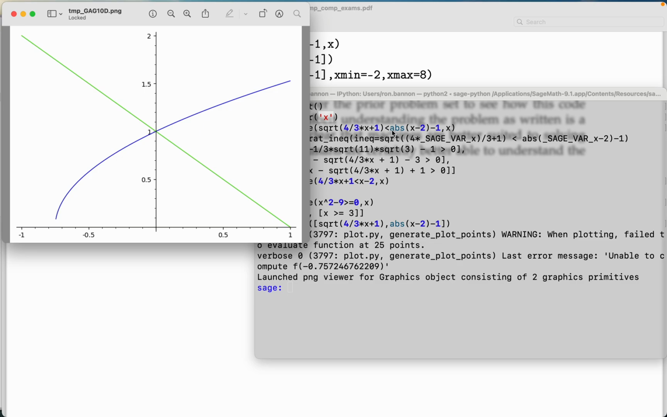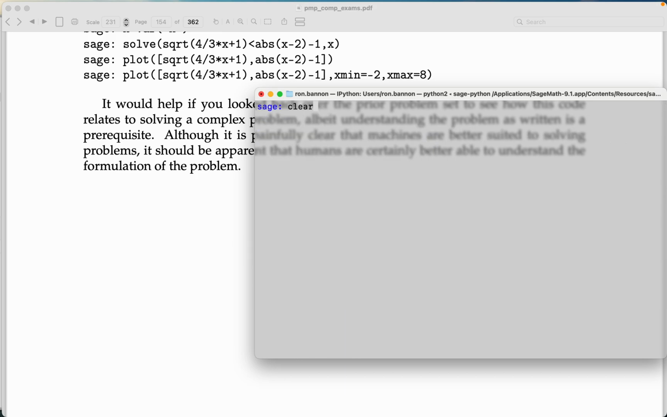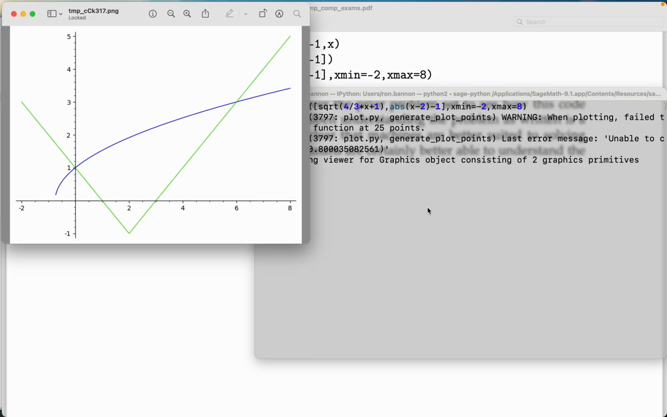And I'm not seeing the complete picture. All right, so I want to close that out. I'm going to clear my screen. Whoops, sorry about that. And I want to get a better viewing window on this one. I'm going to say x min is minus 2. And the maximum, x max, is going to be equal to 8. Again, this may be of no help to you, but now I've got a better looking graph.